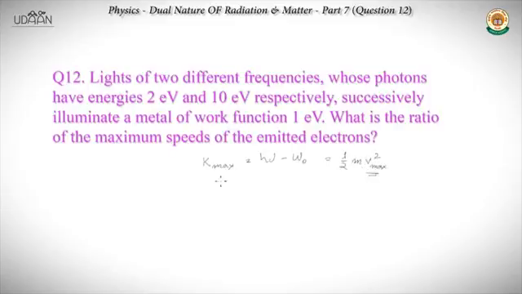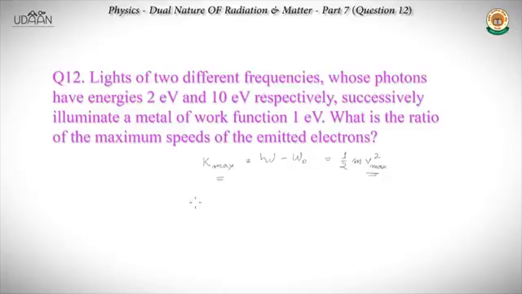Here v max, because maximum kinetic energy electrons would be the fastest ones and have the maximum velocity, and that's what they've asked us to find. So this half m v square is directly there in classical mechanics. Kinetic energy equals half m v square.